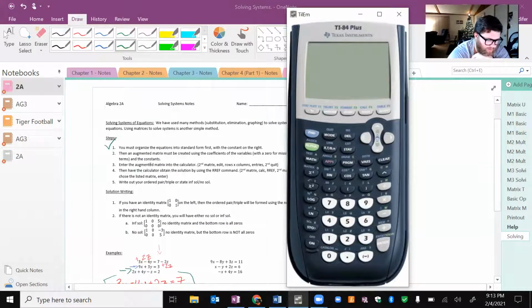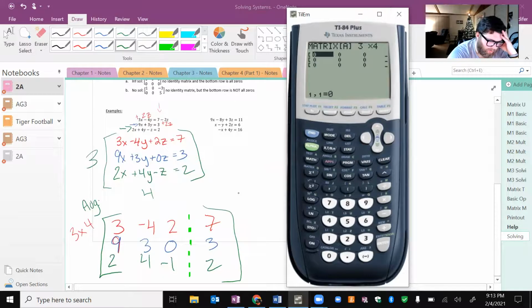To enter the augmented matrix into the calculator, we hit second matrix. Same thing we did before. Second matrix, you go to edit. You go to rows and columns. Let's just do A. We put our rows and columns in. My augmented matrix is a 3 by 4. Voila. Now we want to type in our augmented matrix.